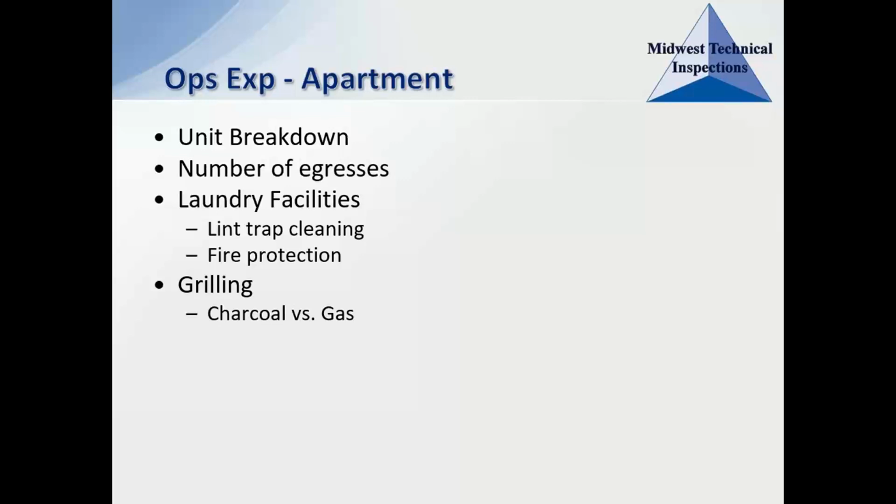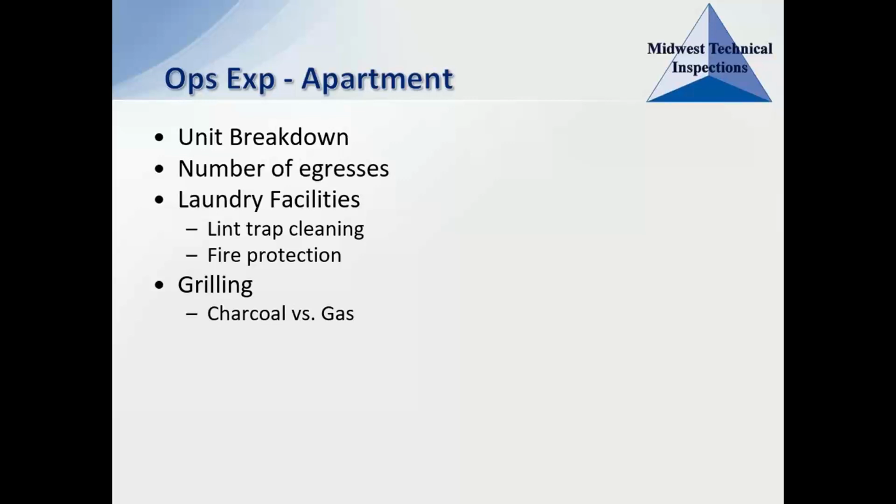We need to know how many paths of egress they have. So for habitational, the expectation is that they're going to have 2 separate ways out of the building. Most of the time, if they have a common hallway, you will walk into the hallway and you can either go out the front of the building or out the back of the building. That hallway is going to lead to 2 separate exits out of the building. So out of the individual apartment unit, you may only go into the hallway, but then out of that hallway, you have 2 separate exits. Sometimes though, if they open directly to the outside, they would only need to have the 1 exit out of that unit.